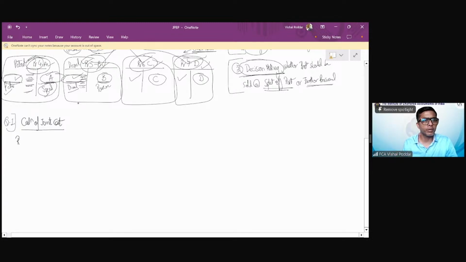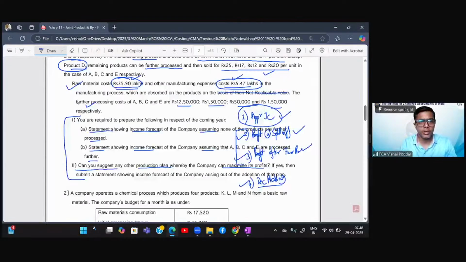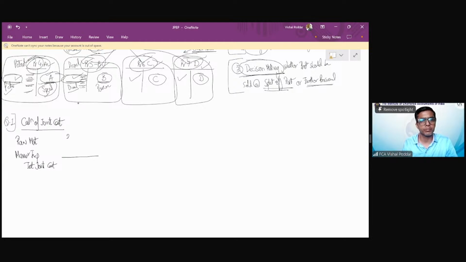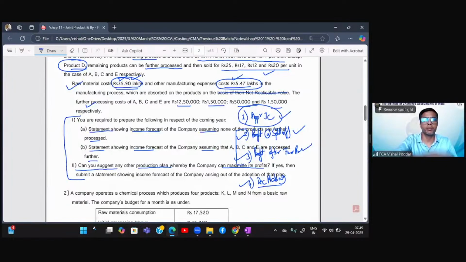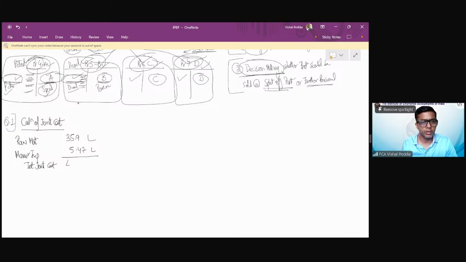So here they have given me some raw material cost. They have given me my manufacturing expenses. Once I add up both of these, I will get my total joint cost. So how much is this? 35.9 lakhs and 5.47 lakhs. Correct? 35.9, 5.47. So the total is coming to 41 lakhs 37,000. This is my total joint cost.